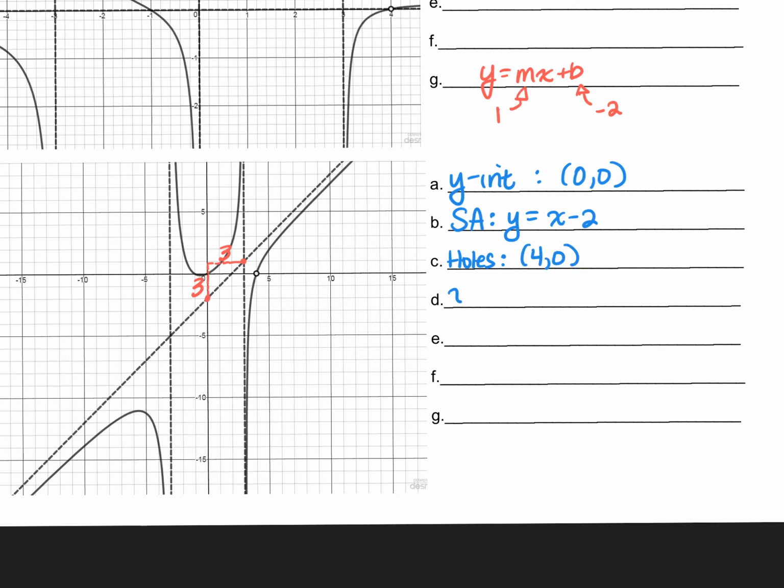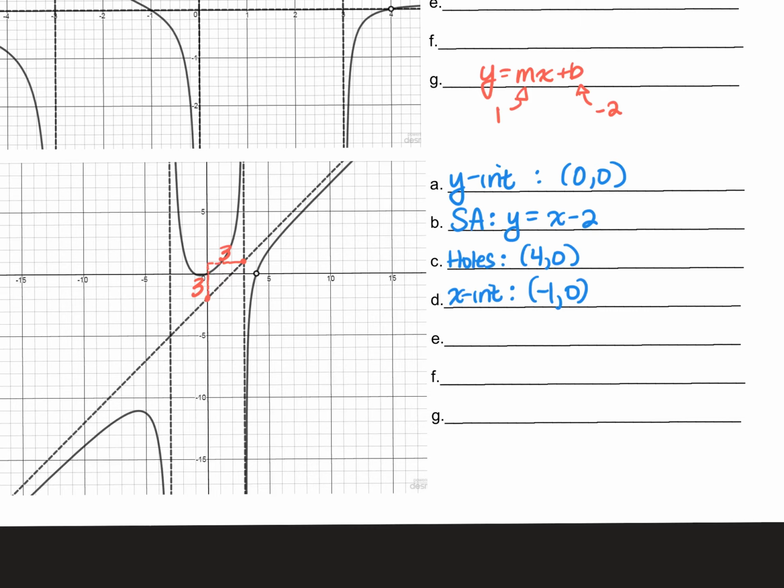Now we have to think about x-intercepts. So x-intercepts, we can't count the hole as an x-intercept, even though it's on the x-axis, because it doesn't exist. The hole is a point that's not actually there. So the only other x-intercept we have would be right here. And when I zoomed in, I saw that it intersected the x-axis there. And that would be the point, looks like negative 1, 0. So I've got my x-intercept. I've got holes.